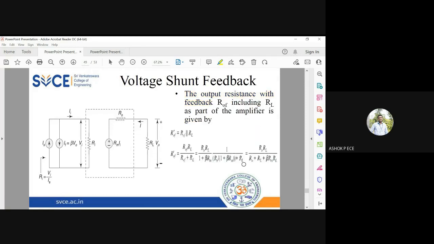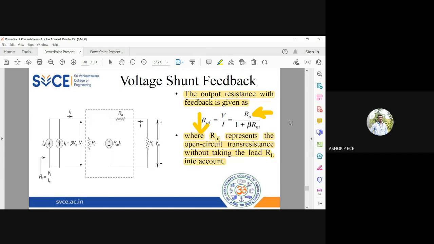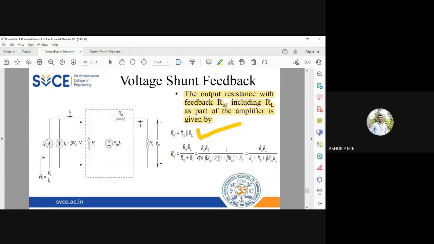RL. So this is a usual practice. Whenever we find output resistance, we find one more output resistance called R naught F dash, considering your RL. And this is the standard formula: R naught F dash equals R naught F parallel to RL. R naught F formula, R naught by 1 plus beta RM, parallel to RL.